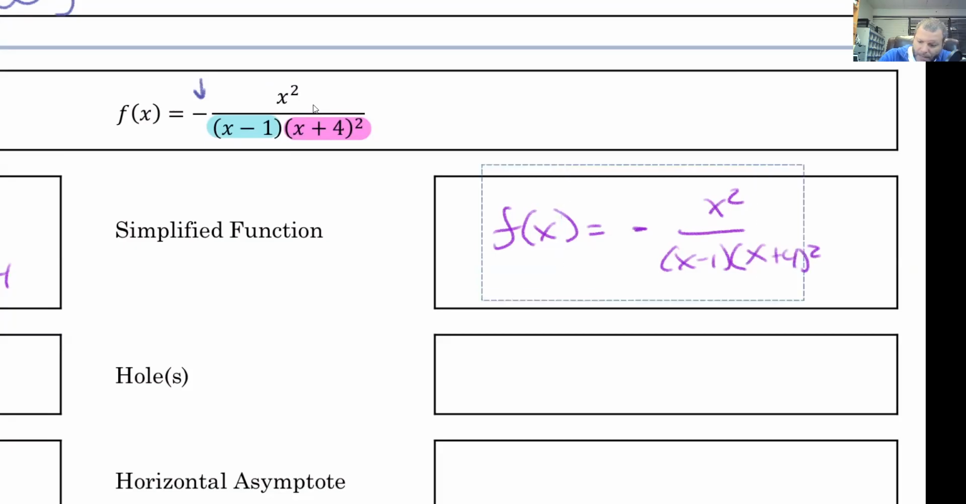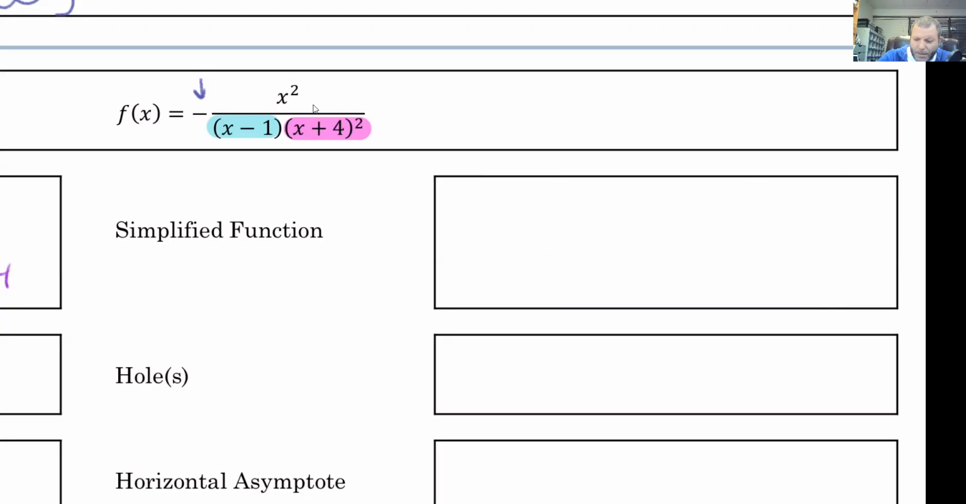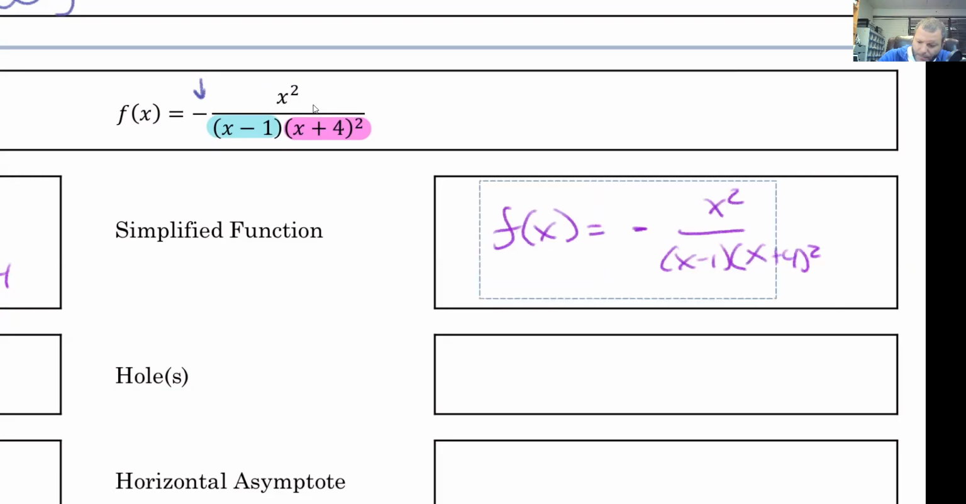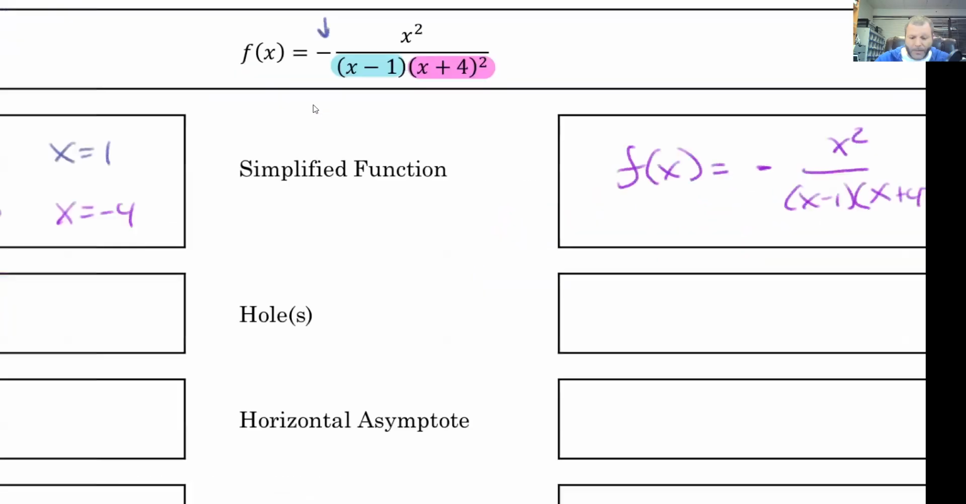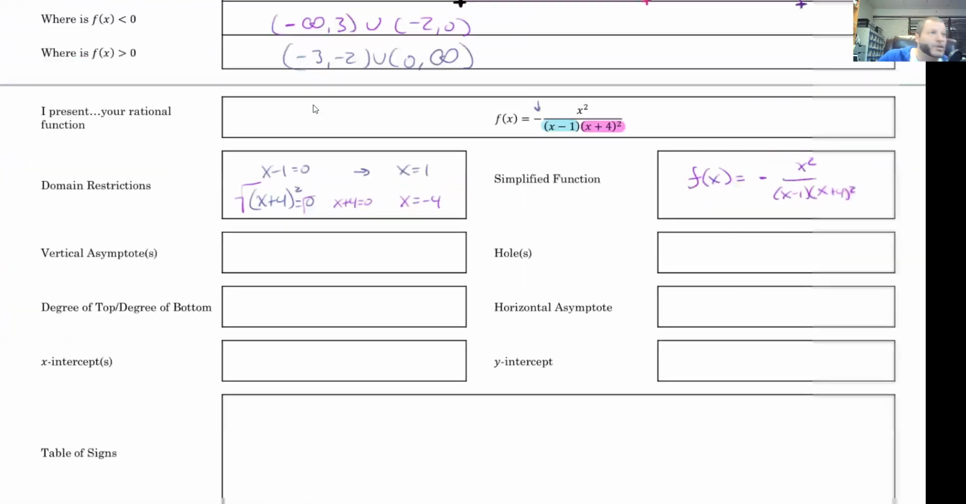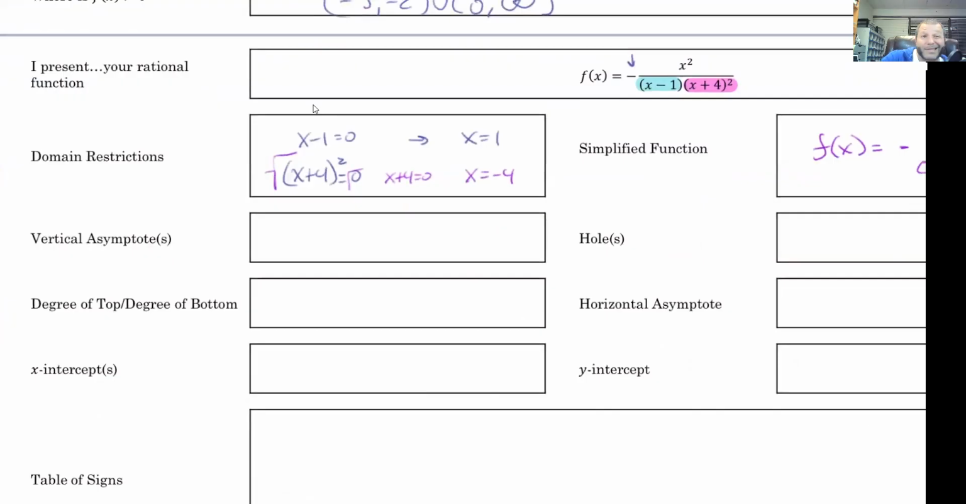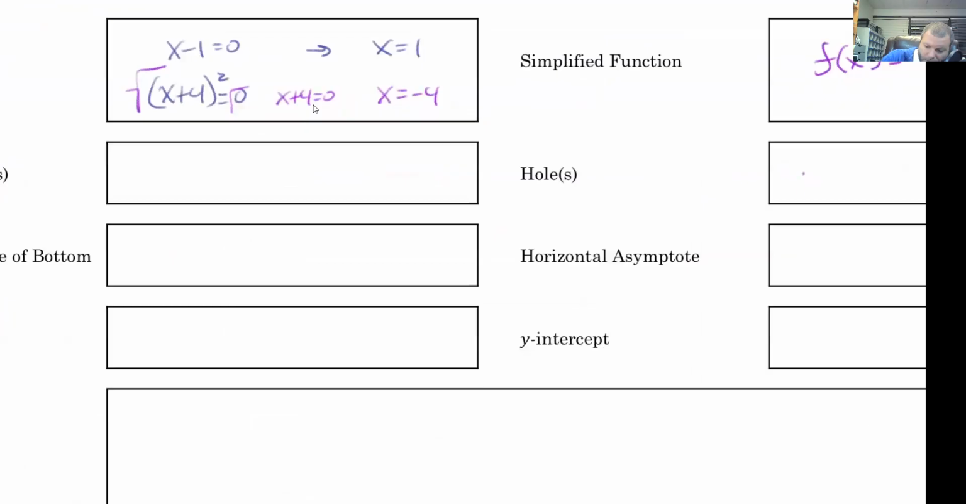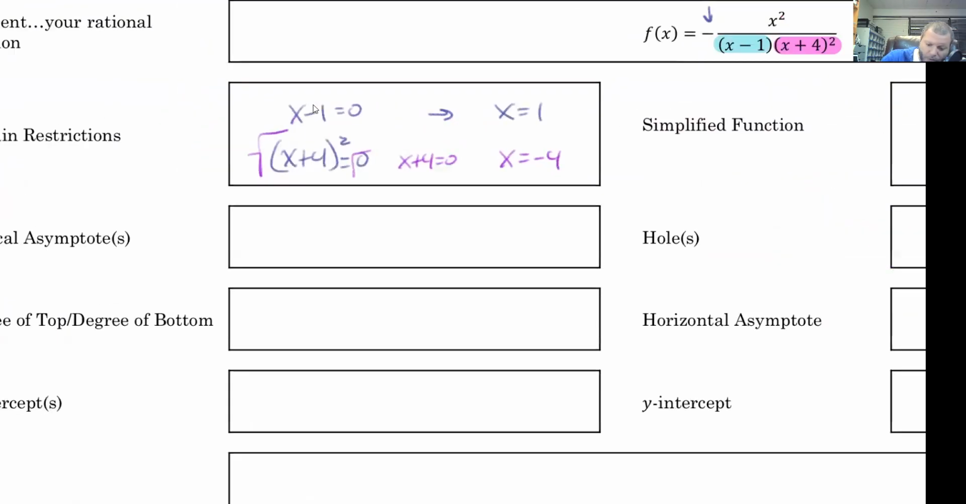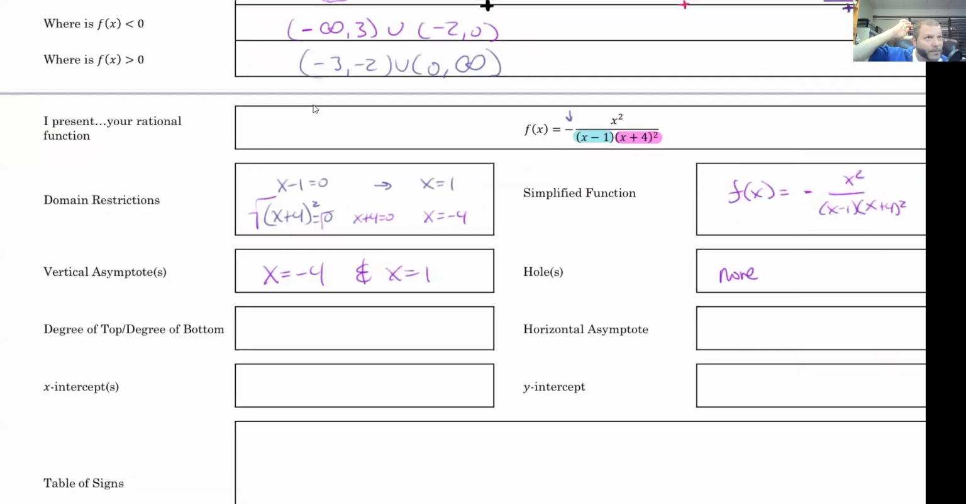Now we can start to find some values. In terms of vertical asymptotes, notice that since nothing canceled out of our function, we're not going to have any holes here. So both of our domain restrictions, x is -4 and x is equal to 1, would be vertical asymptotes.